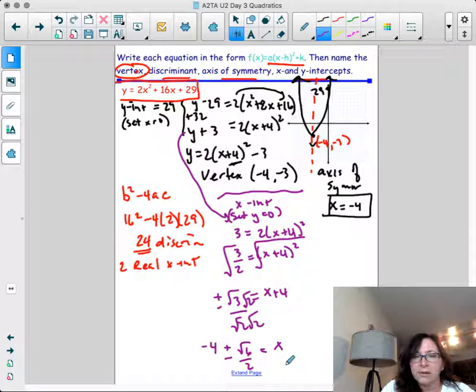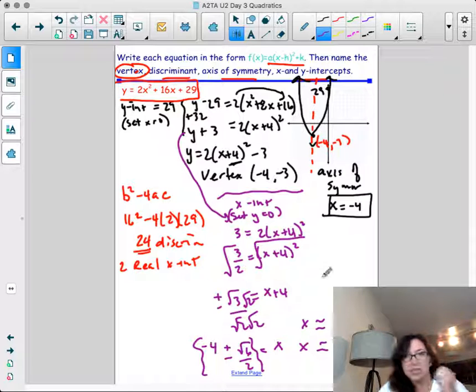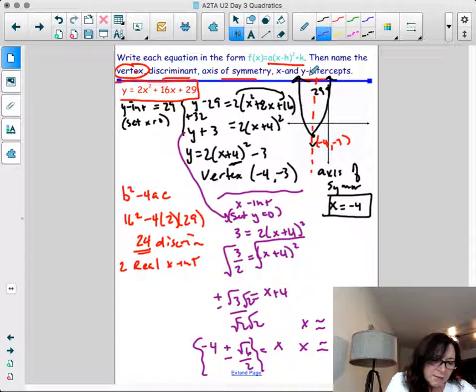Now, I actually want to know what those numbers are. I would put those in solution sets, but I do want to know approximations of what the two x-intercepts are, since it's asking me what they are. So I would go negative 4 plus the quantity, the square root of 6, divided by 2. And that's going to be negative 2.3.